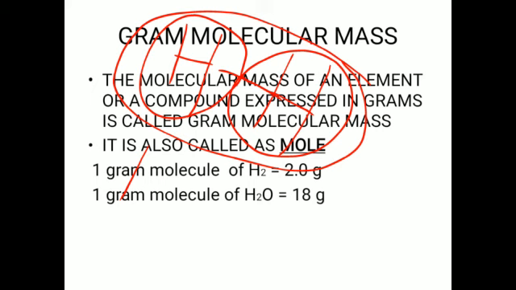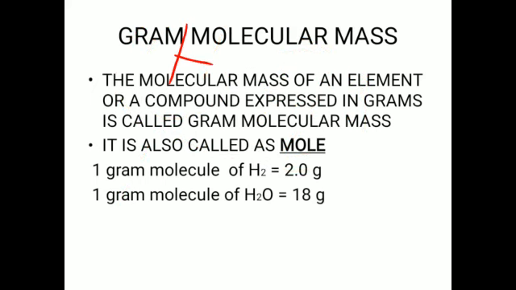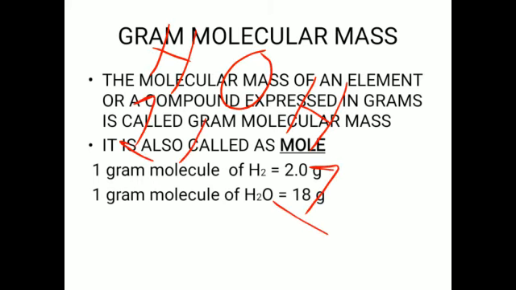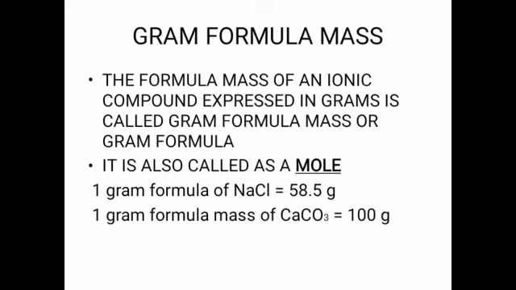Similar is the case when I calculate the molecular mass of water. The molecule of water has 2 hydrogen atoms and 1 oxygen atom chemically bonded together. And hydrogen is 1, 1 and oxygen is 16. When I sum up all of the atomic masses, I get 18. So 18 expressed in grams becomes 1 gram molecular mass of water, and this is also called the molar mass.